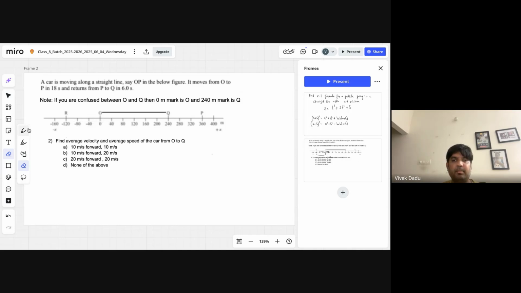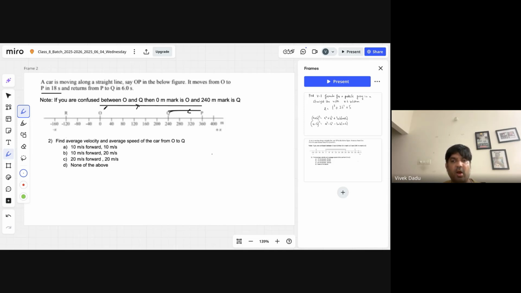Okay. So average velocity. So look at the information. Car is moving along a straight line, say OP in below figure. It moves O to P first. First it goes from O to P. How much time? 18 seconds. And then from P to Q. So this is the motion of the car, like this and this. Right?